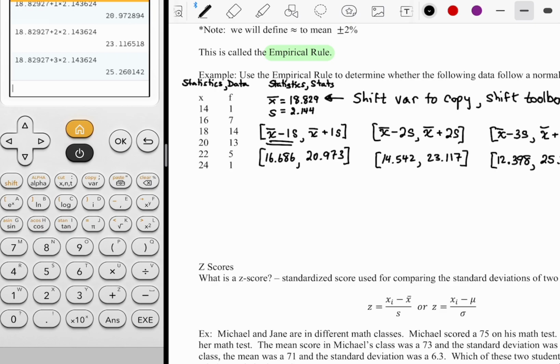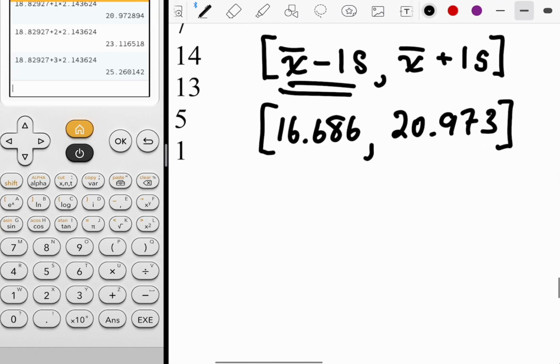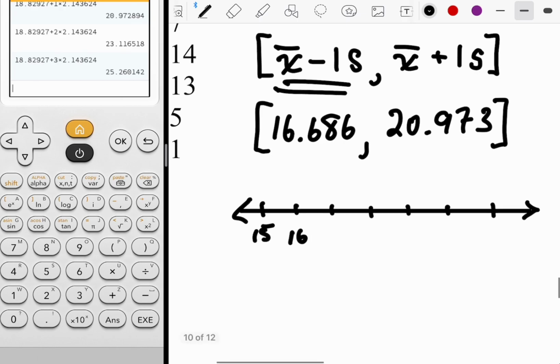I'm essentially asking myself, one at a time, does the 14 fall in that interval? Yes or no? Does the 16? Yes or no? And so on. But really what we're getting at here, and you don't have to draw this, but I'm just doing it for demonstration purposes, is we have, let's say, 15, 16, 17, 18, 19, 20, and 21. This list of integer values goes on forever. All I'm asking myself is, where would the 16.686 get plotted on this number line? So probably somewhere around here. And where does the 20.973 get plotted? That would be over here.